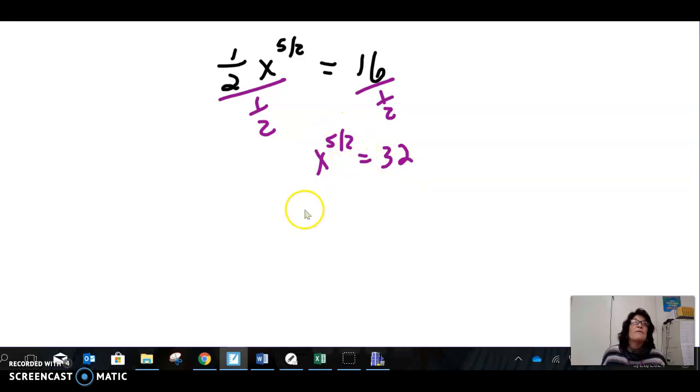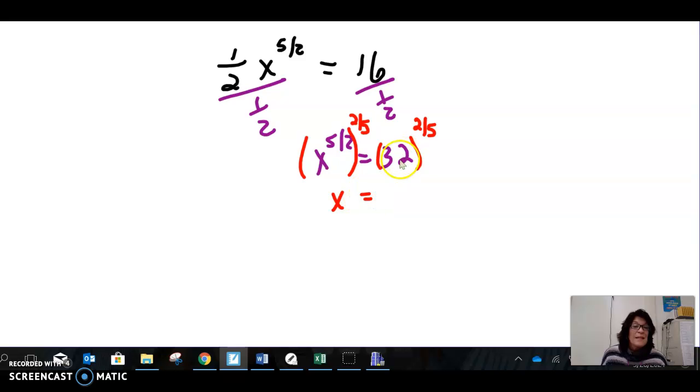Now, how am I going to get rid of x to the 5 over 2? What am I going to raise it to? What are you thinking? Think what we did before when it was to the 1/2. Okay, we're going to raise it to the reciprocal of what it's raised to. The reason we do that is when I have a power raised to a power, I multiply those exponents. Multiplying these exponents will give me 10 over 10, or 1. So this gives me x to the 1.